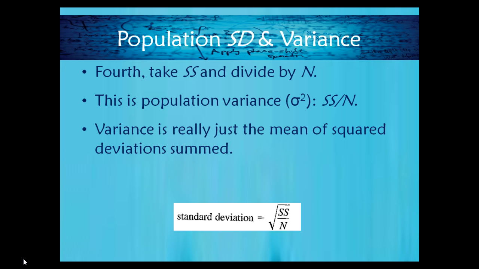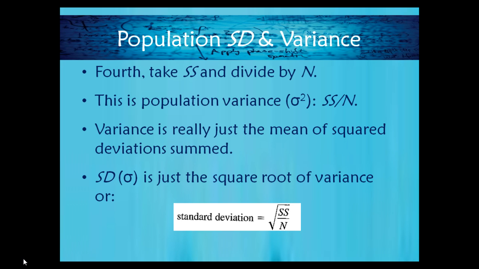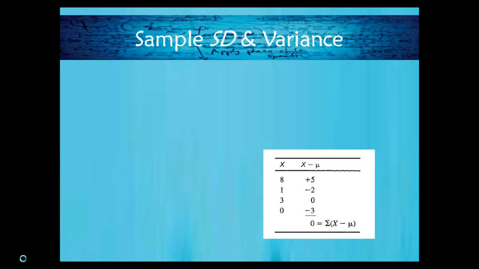Variance is really just the mean of the squared deviations. So that's another way of thinking of it. Standard deviation, or sigma without the square, is the square root of the variance. So standard deviation is the square root of sums of squares over n for a population.